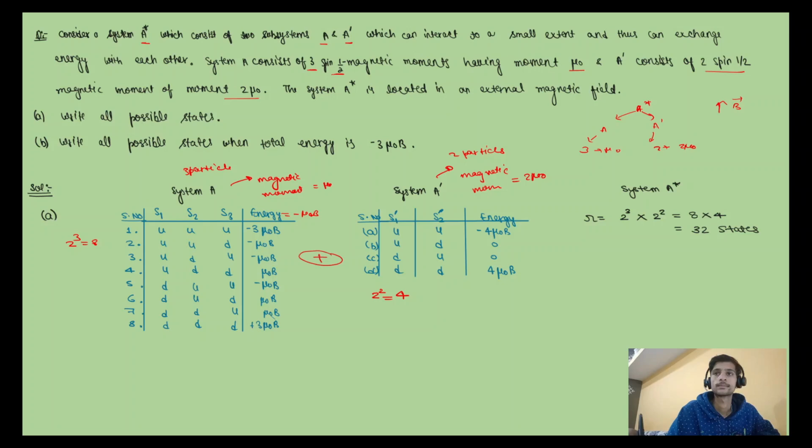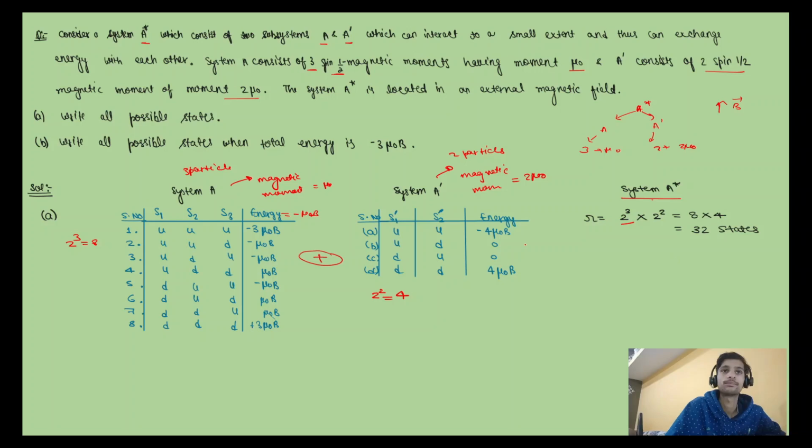Now, therefore, for the total system A prime, how many different microstates do we have? So we have 2 raised to power 3 for system A and 2 raised to power 2 for system B. And now, since these two systems are mutually exclusive, the total number of microstates will be just the multiplication of the two. So that will be 8 times 4, that will be 32 states. So for the system A prime, you will have 32 states. And actually, it is not possible for me to write all these 32 states, but I can tell you how you can understand all these 32 states.